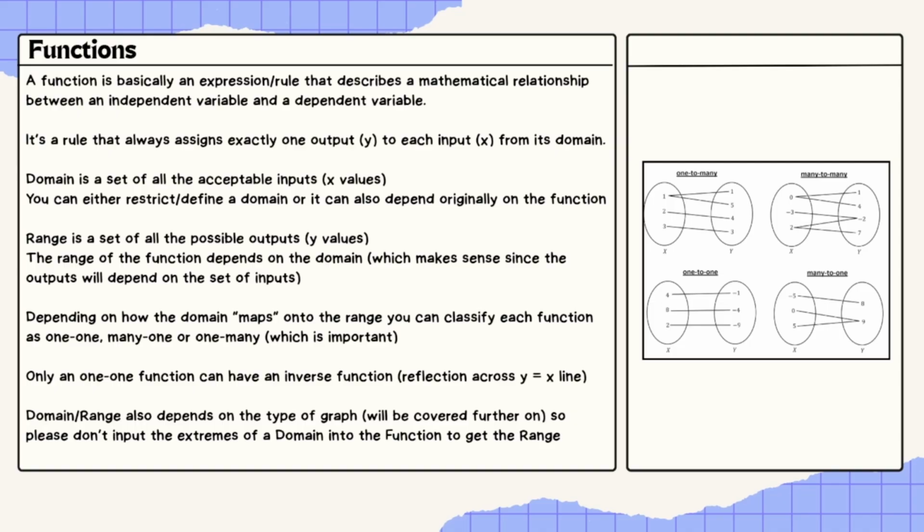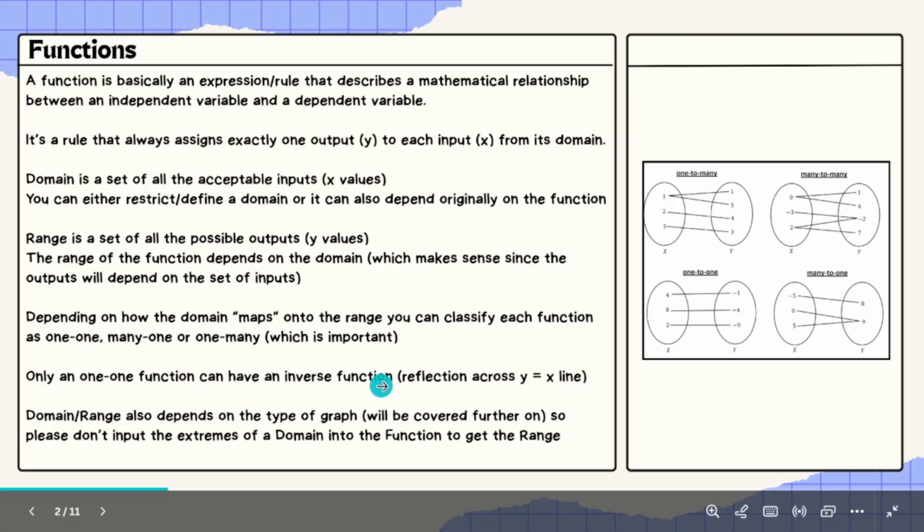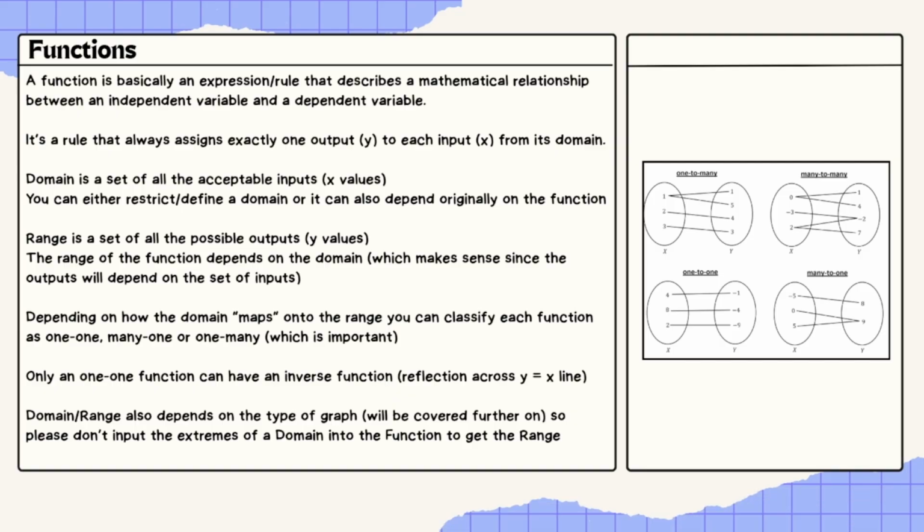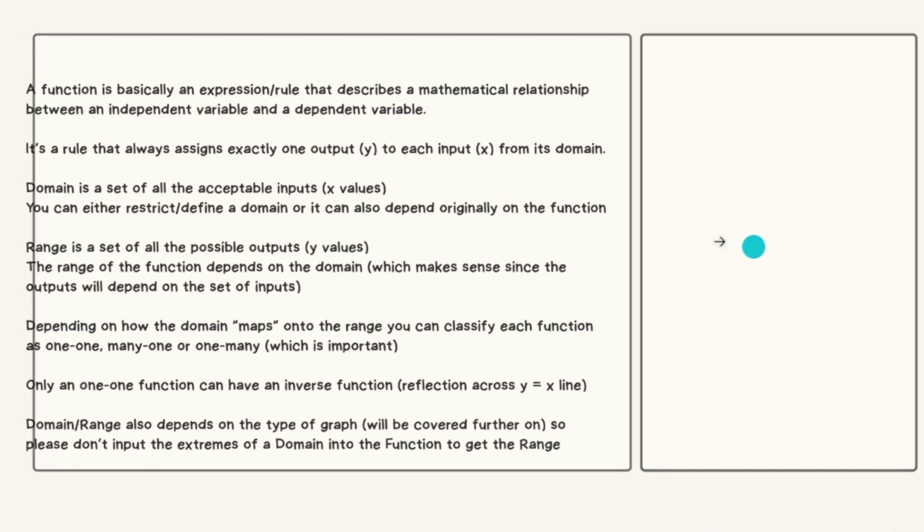Now only a one-to-one function can have an inverse. An inverse function basically undoes whatever operations are carried out in a given function, and it's a reflection across the y is equal to x line. Now domain and range also depend on the type of graph, which we'll cover later on. So please don't input the extremes of a domain into the function to get the range. That usually only works for linear functions.